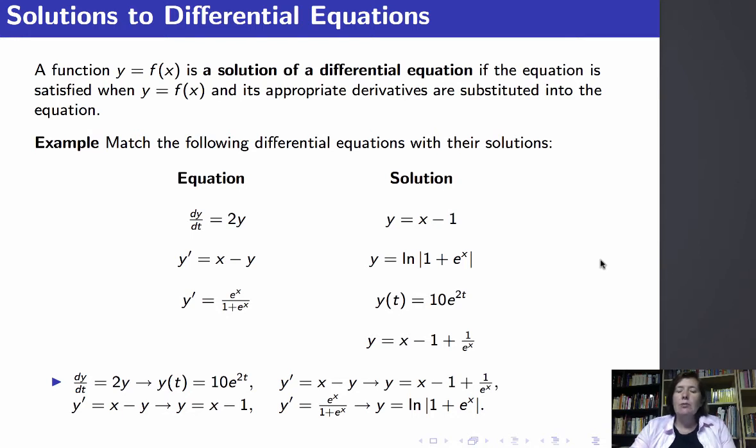dy/dt equals 2 times y has an infinite family of solutions, one of which is given by y of t equals 10 times e to the 2t. And of course you can check that that's a solution by checking that its derivative is 2 times the function y itself.